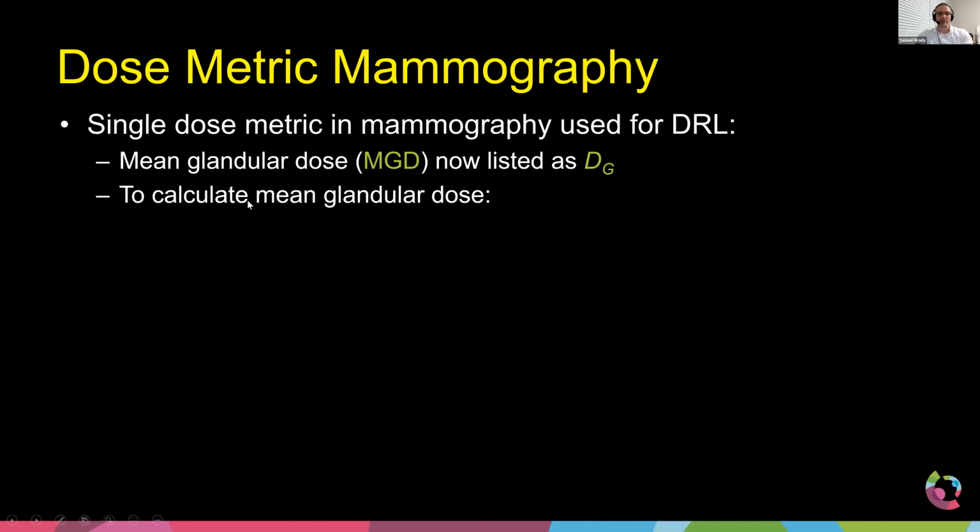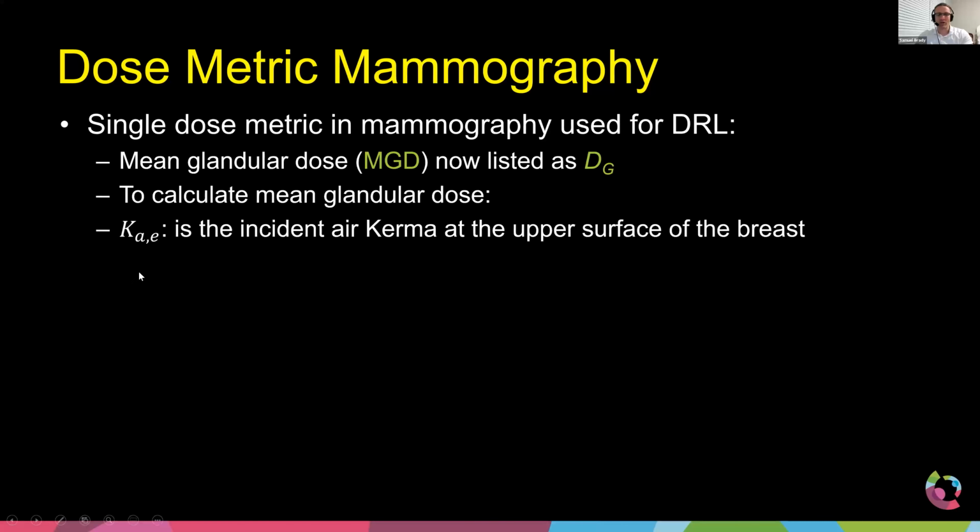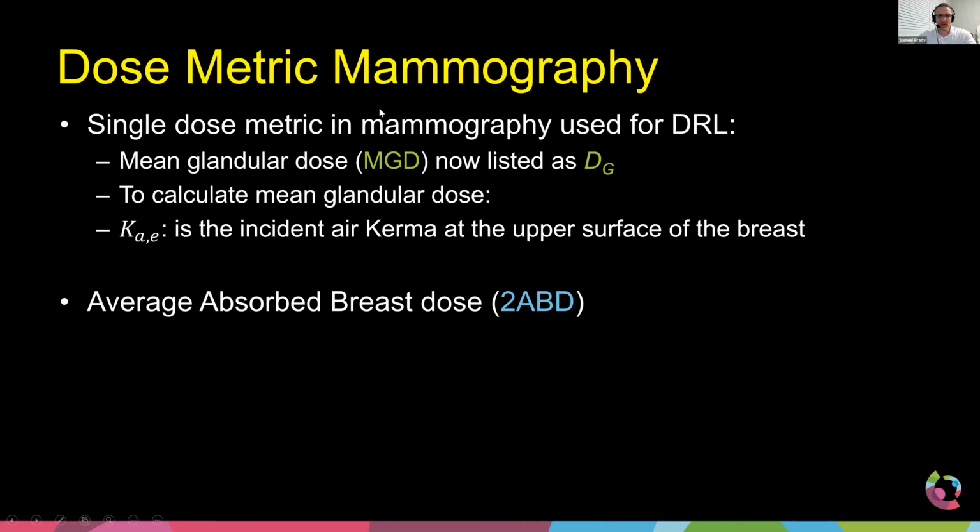To calculate mean glandular dose, we need to know air kerma. And that's air kerma at the entrance surface of the breast. As the mammography unit is usually going to be cranial caudal or medial lateral oblique, we're talking about the exposure dose at the top point or superior aspect of the breast.